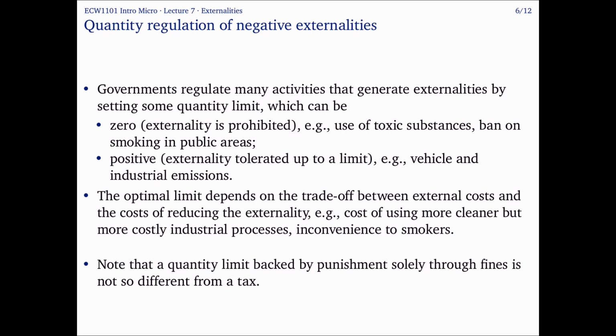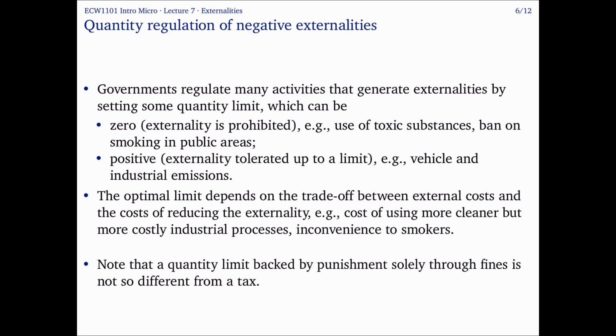The distinction between 0 and positive will matter in terms of revenue. We'll talk about it later, but briefly, the idea is that if you set something at 0, there's no way to generate revenue using this restriction, because you're just not allowing it. If you set it at a positive level, you could sell the permits for polluting, for emissions that are tolerated. So it's tolerated, but you have to pay to get the permit. So that's a way in which you could generate revenue. We'll discuss this a little bit later.